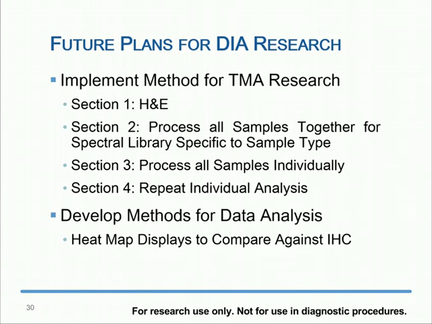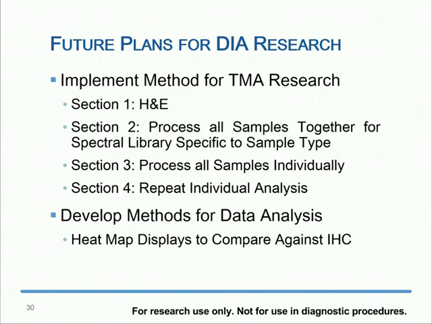So our future plans, we're in the process of implementing the method for doing some small-scale TMAs. We've got some research-grade lung cancer TMAs that have about 20 to 25 samples. And so our set of specimens that we want to collect for this is one section with a high-quality hematoxylin and eosin stain, so we can get really good information about the histology and the content of each tissue slice that we have. We want to process all of the samples together from a second slide to develop a spectral library specific to that sample type.